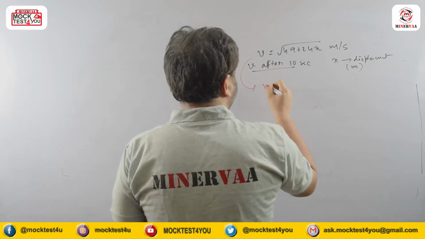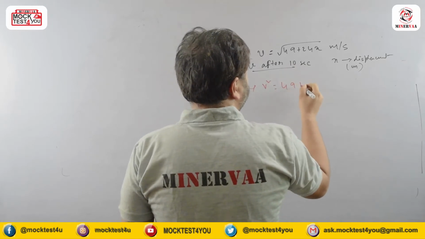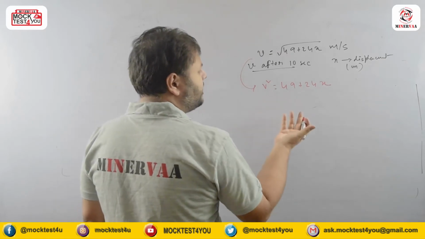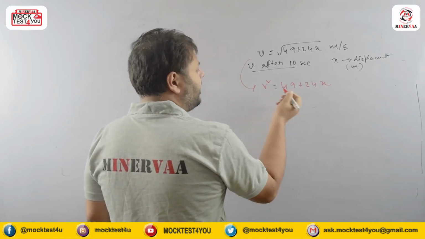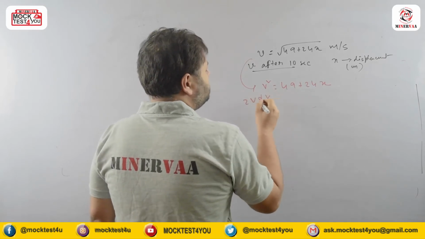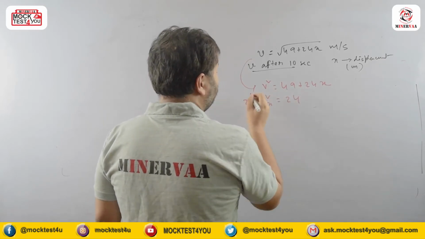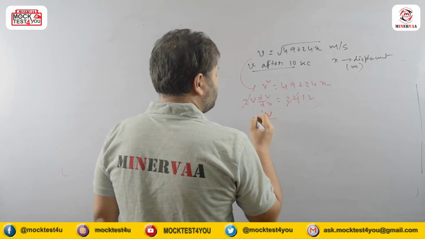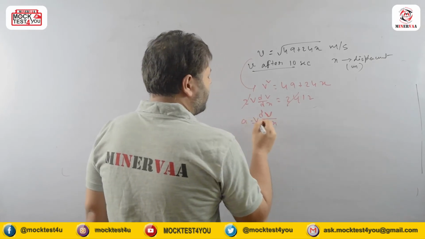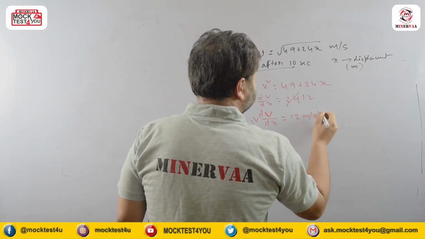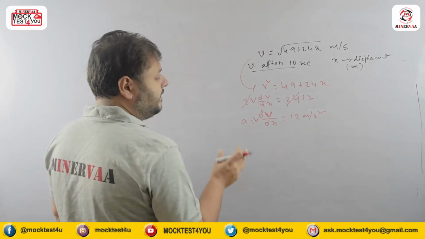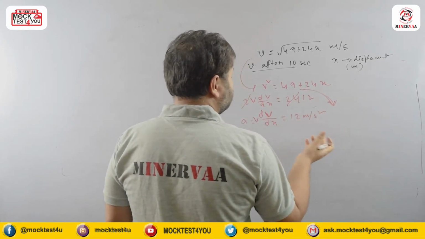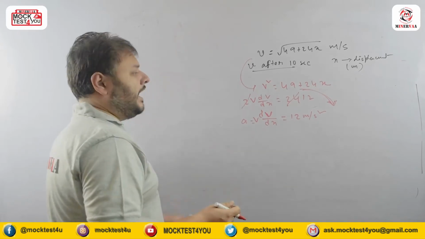If I do it the normal way, it is v squared, so it is 49 plus 24x. If I go for differentiation, I get the acceleration: differentiating this gives 2v dv/dx, and it will be simply 24. So v dv/dx, that is the acceleration, which becomes 12 meter per second squared, and from this, if I compare, we will really get the acceleration, initial velocity and everything.